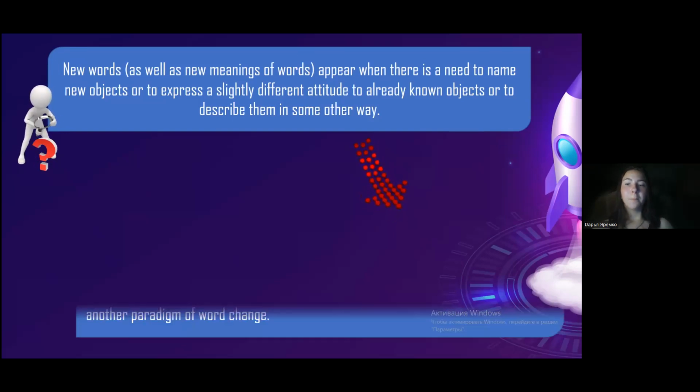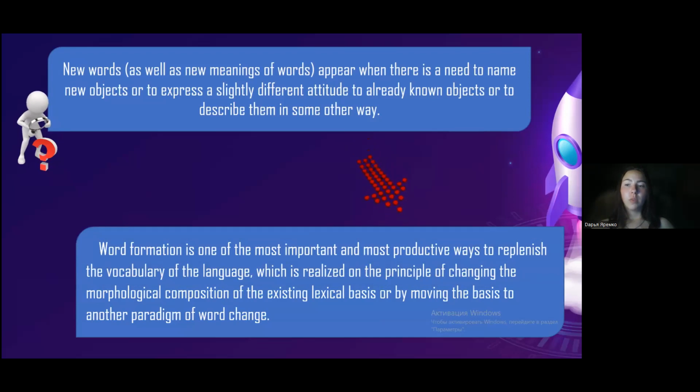Word formation is one of the most important and most productive ways to replenish the vocabulary of the language, which is realized on the principle of change in morphological composition of the existing lexical basis, or by moving the basis to another paradigm of word formation, word change.